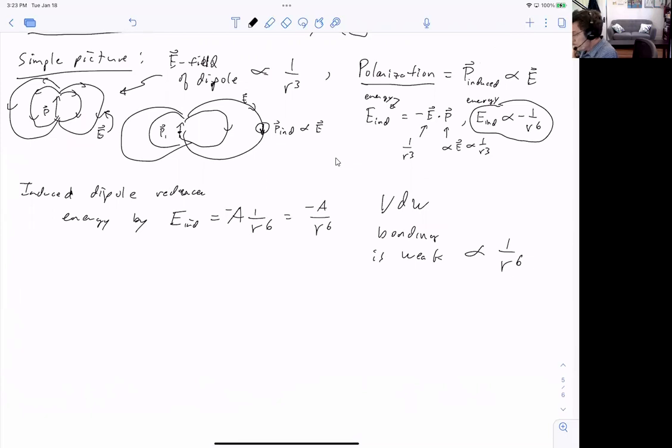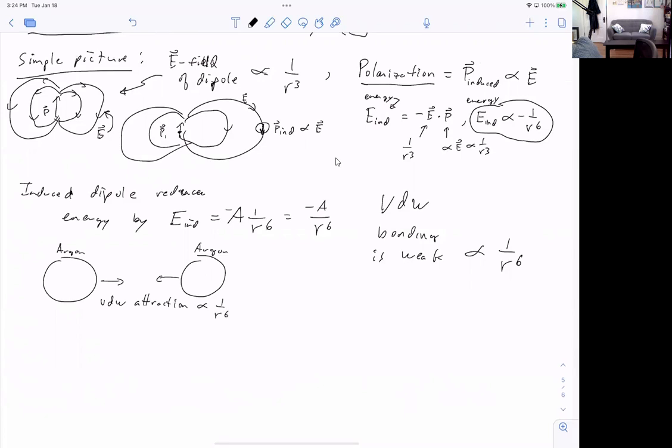And it's very important. For example, that's why the layers of graphite hold together, is that van der Waals bonding. But something else to remember is that if I bring two, let's say, argon atoms together, then I'm going to get attraction, van der Waals attraction, which goes as 1 over r to the 6th.